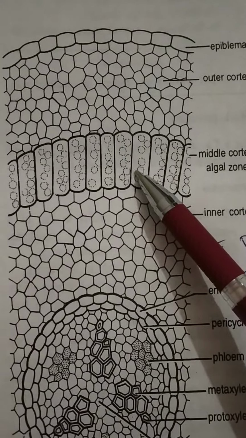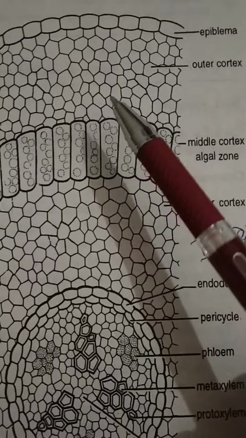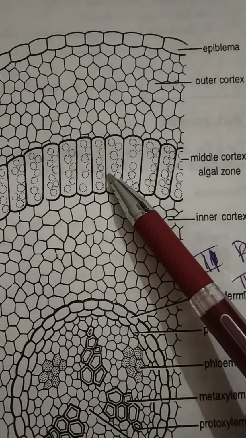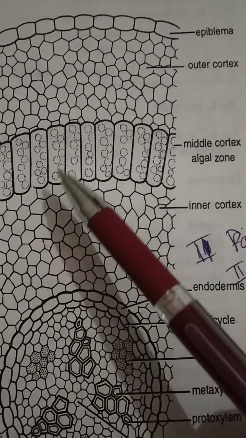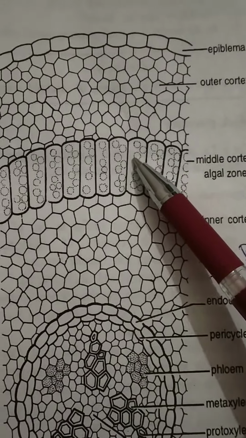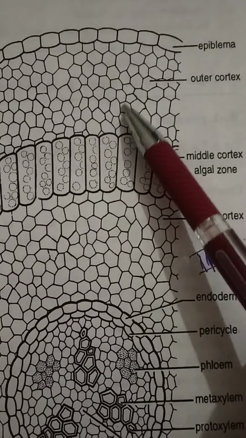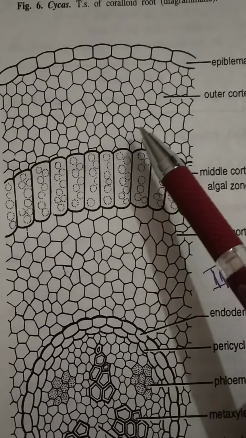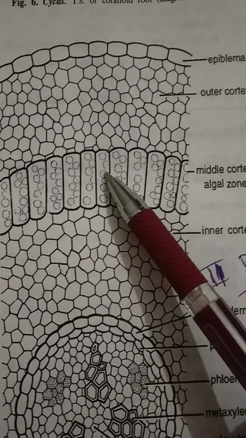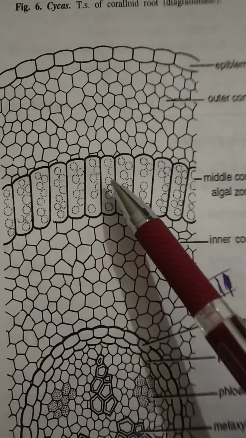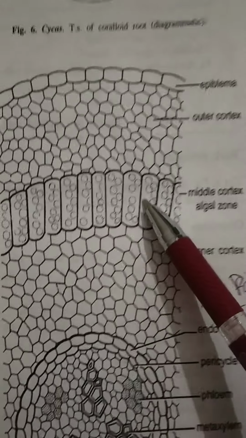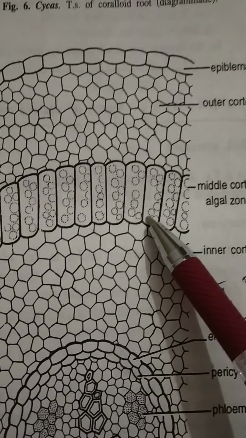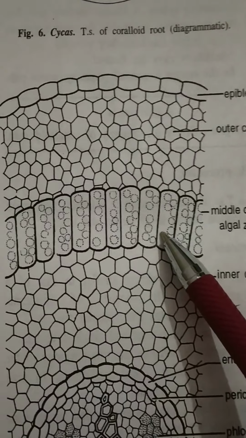So in this zone we can see the presence of symbiosis of blue-green algae like Anabaena, that is, these algae have a symbiotic relationship with the cycas root, the coralloid root. This is the special feature of the cycas coralloid root, so make a note of it, and this is definitely a special feature of this root.